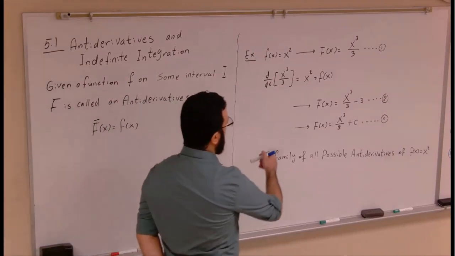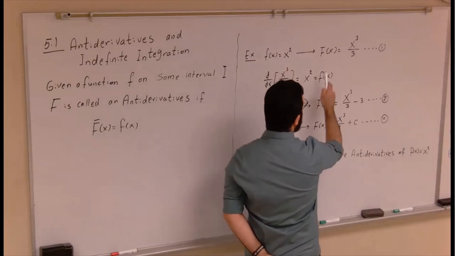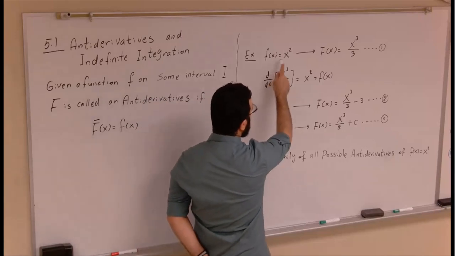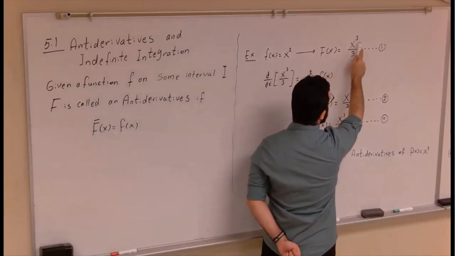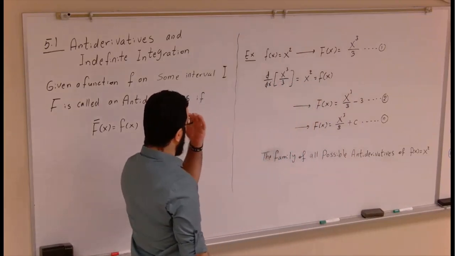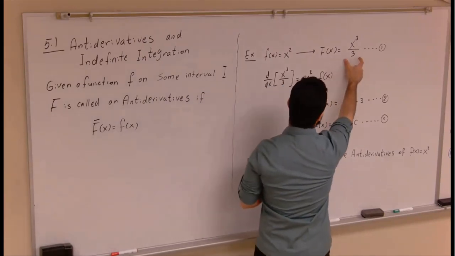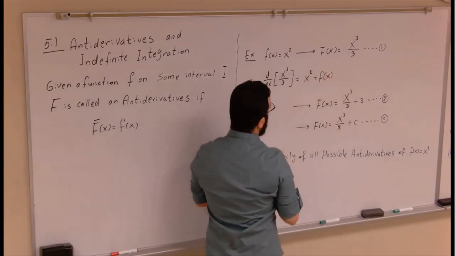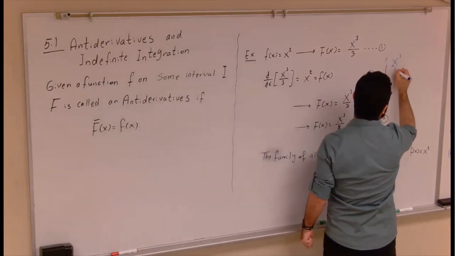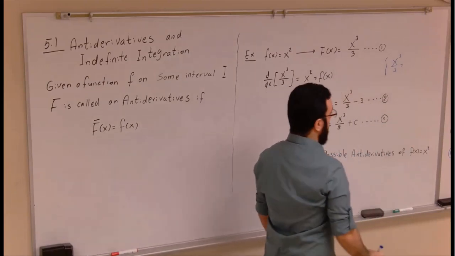This is an example. If we have f of x equal x squared, the antiderivative, and we're going to learn how to do that, is going to be x cubed over 3. Okay? This is the antiderivative. Let's check that. If I want to take the derivative of x cubed over 3, it's going to be the quotient rule.